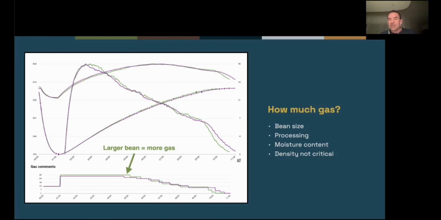Washed requires a little bit more heat than naturals. You don't have to worry about too much beyond there, and if you were to consider anything, it would be moisture content. It would have a small effect as well.